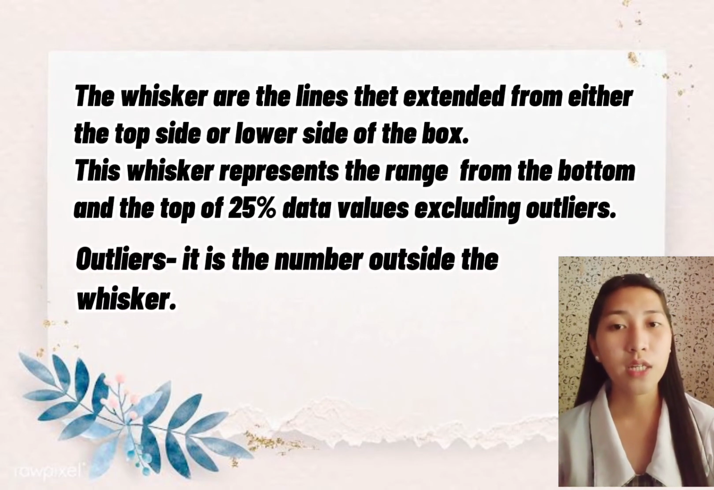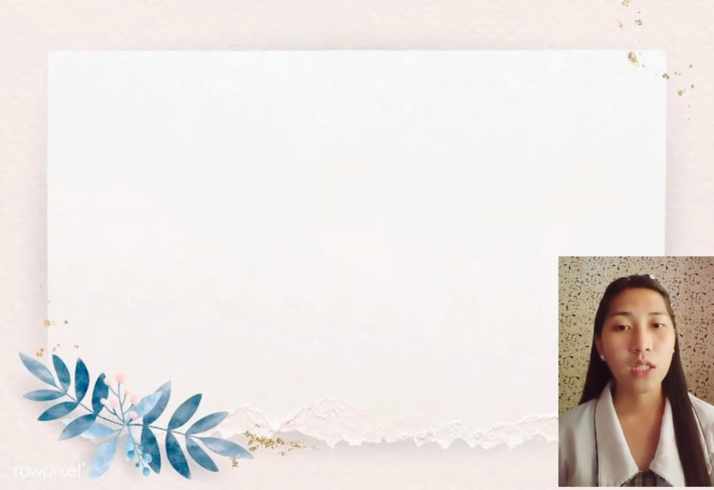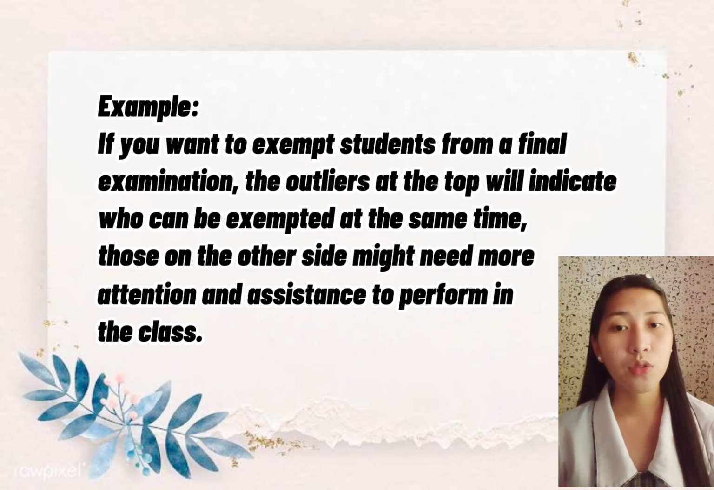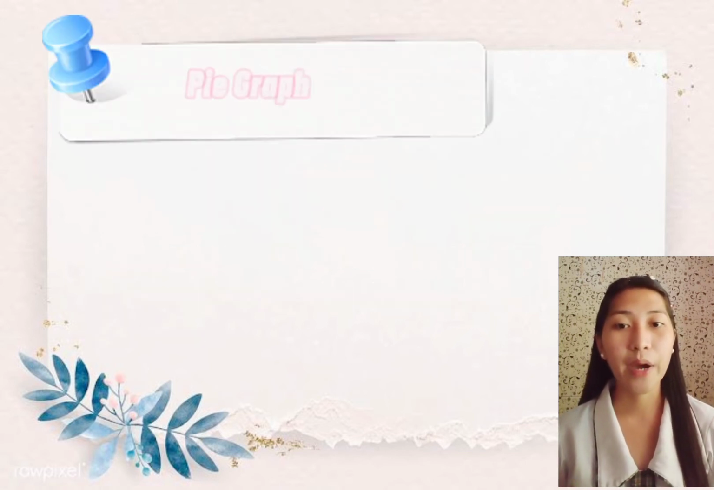Outliers can send important messages about a certain phenomenon. For example, if you want to exempt students from a final examination, the outliers at the top will indicate who can be exempted. At the same time, those on the other extreme might need more attention and assistance to perform in the class. Next is the pie graph.